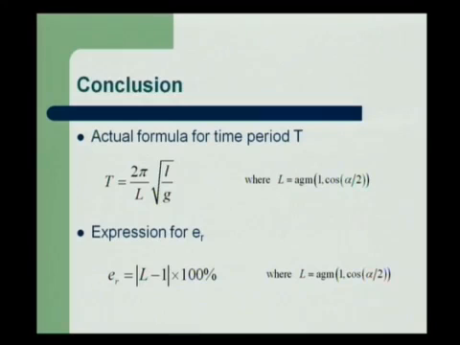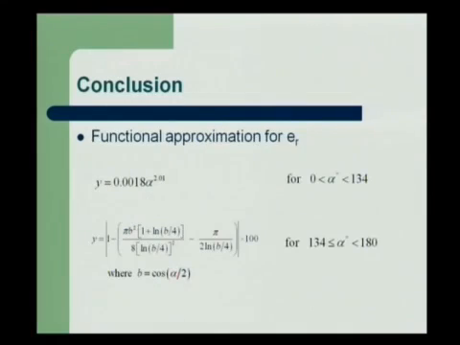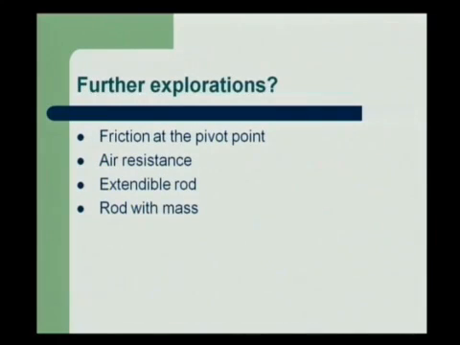So in conclusion, we have found the actual formula for the time period t, an expression for the absolute percentage error, and good functional approximations for the absolute percentage error in terms of two functions valid over different ranges of alpha. Finally, it is interesting to note that there are a number of further explorations that could be made in regards to time periods of pendulum.